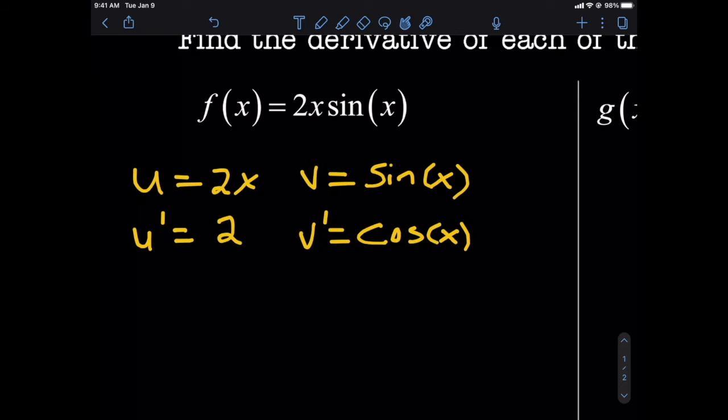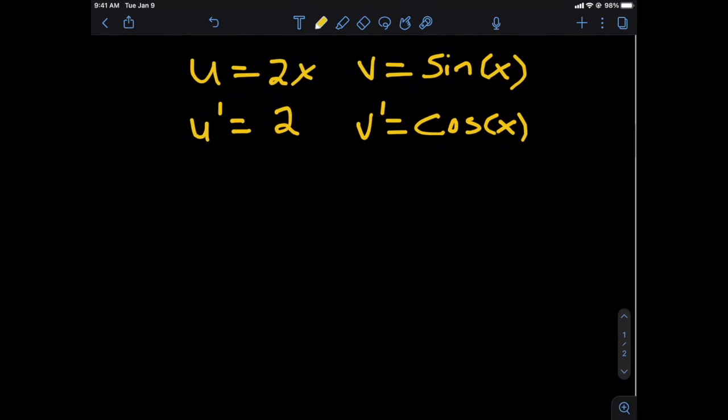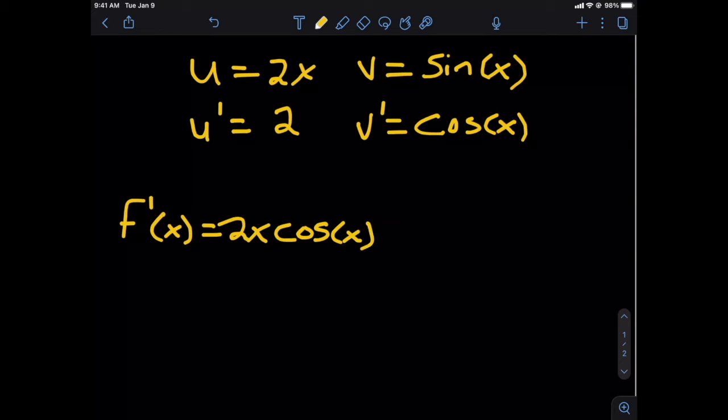And then finally, we will combine these four terms by using the product rule format. F prime of x is going to equal u, that would be 2x, times the derivative of v cosine, so we'll put that right there. Then it's plus our v sine of x times u prime, that is 2.